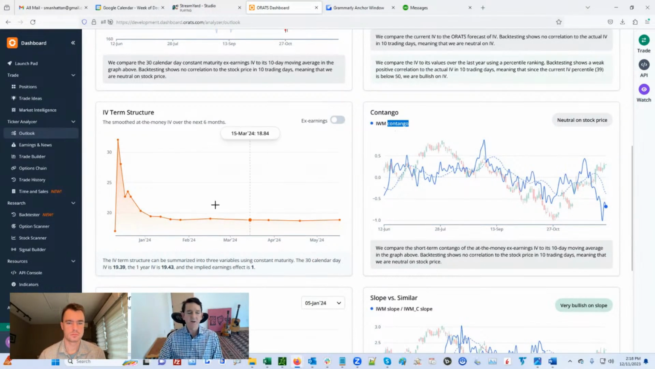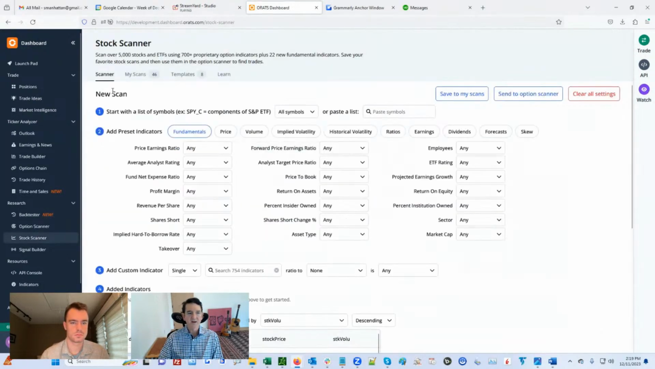So what we're going to be looking for is a stock or an ETF with a high front month and low back months. That's backwardation, but we just look at it in terms of contango. So negative contango is what we're going to be looking for. So we're going to go back to the stock scanner, our friend, the stock scanner.